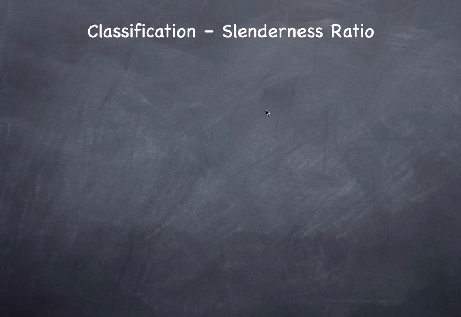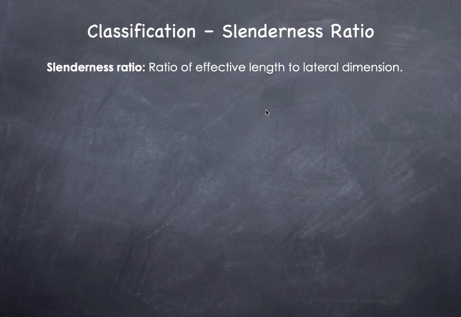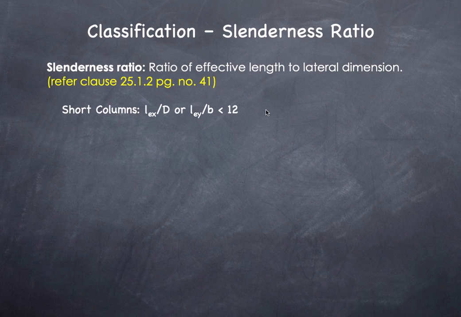Now, classification based on slenderness ratio. What is slenderness ratio? It is the ratio of effective length to lateral dimension. Based on this, we have short columns and long columns. This term we already know: a short column fails by crushing, a long column fails by buckling. So many times we have discussed this.